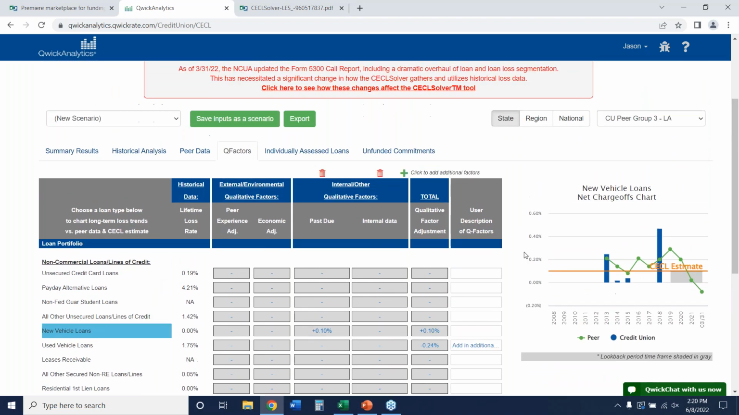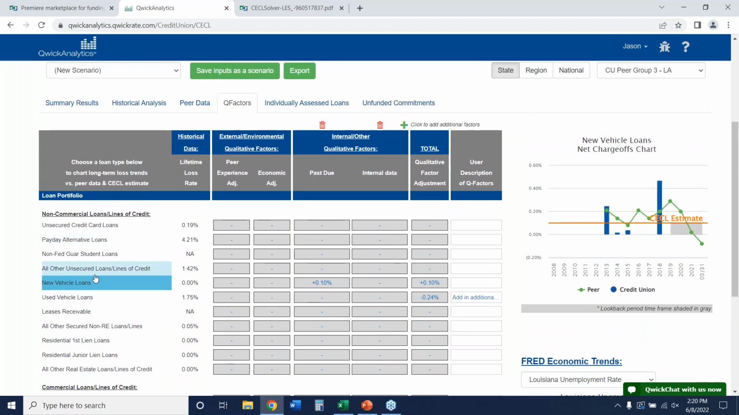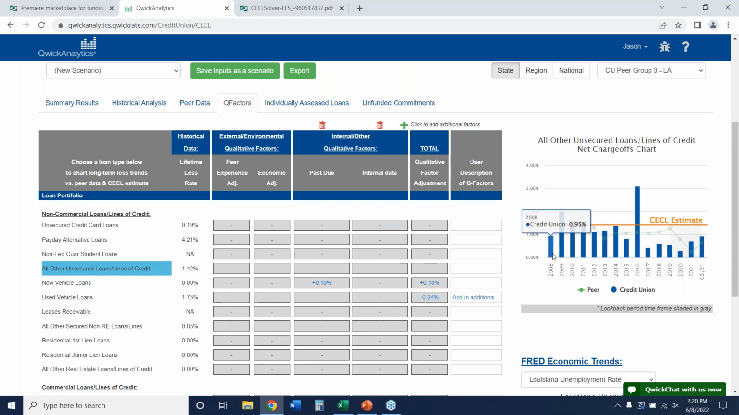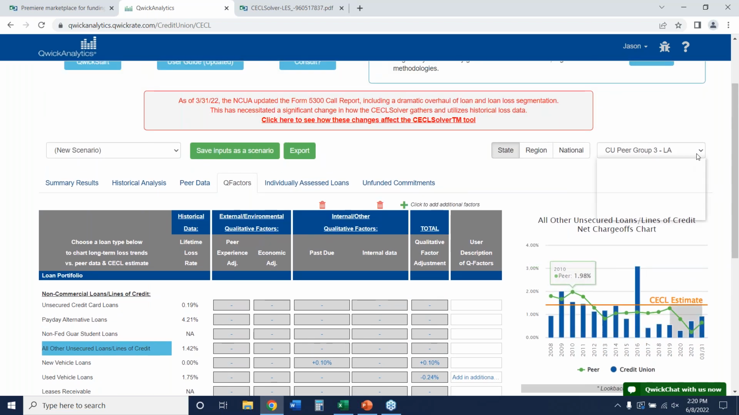But what is this peer data, right? So let's look at all other unsecured. These blue bars represent this credit union's losses, and this green represents the peers' losses. When I say peer, we're looking at peer groups 1 through 6, right? 1 being less than 2 million, 2 is 2 to 10 million, then we go 10 to 50, 50 to 100, 100 to 500, and 500 and above, right? Those are the groups that the NCUA breaks you into. They also break you into state, regional, and national levels. So we can look at a lot of different metrics here.